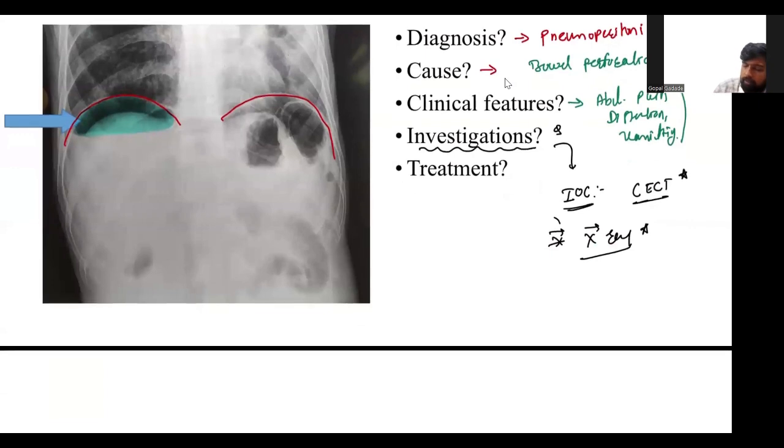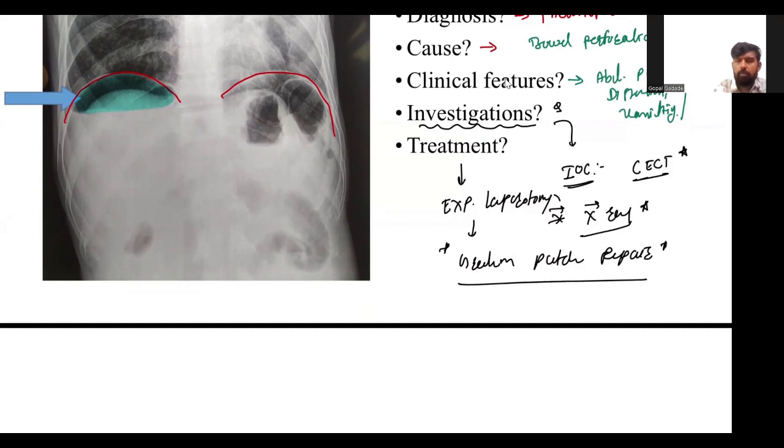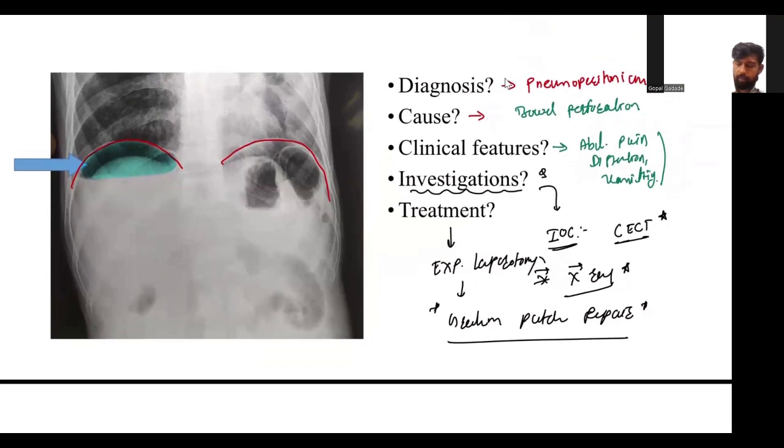That is, treatment of choice is exploratory laparotomy. If the perforation is at the prepyloric site, then the treatment will be Graham's patch repair. So this is all about this X-ray. So we will proceed to the next X-ray.